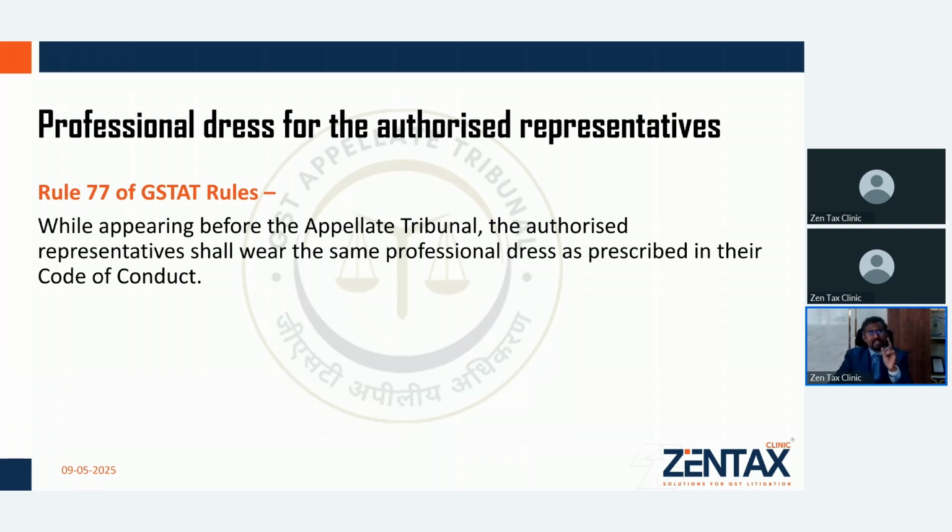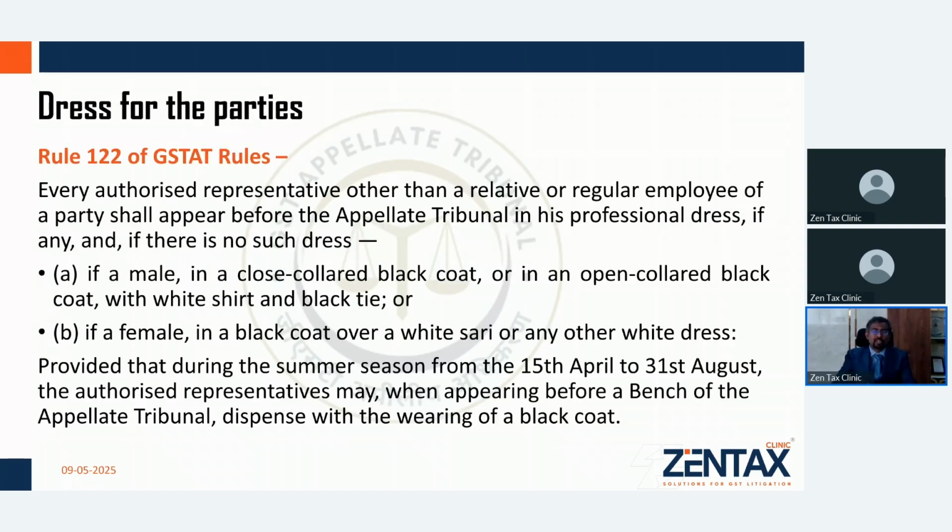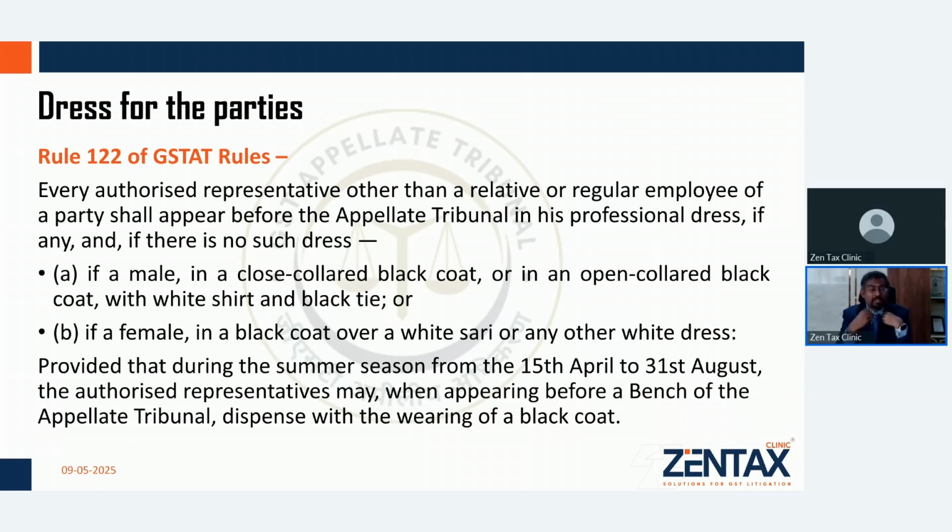Not just a single rule, we also have Rule 122 of the GSTAT rules, which talks about dress for the parties. Every authorized representative, other than a relative or a regular employee of a party, shall appear before the appellate tribunal in his professional dress, if any, and if there is no such professional dress as given per the code of conduct, if it is a male, in a close-collared black coat, or in an open-collared black coat with white shirt and a black tie. So therefore, now the audience will be able to appreciate why every person who goes to the GST appellate tribunal is generally dressed in a black coat, in a white shirt and a black tie.